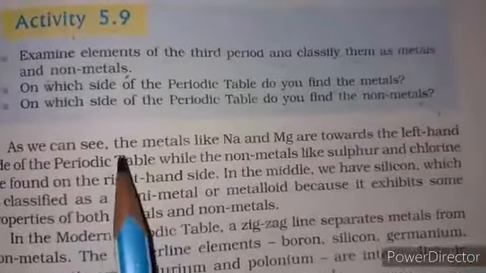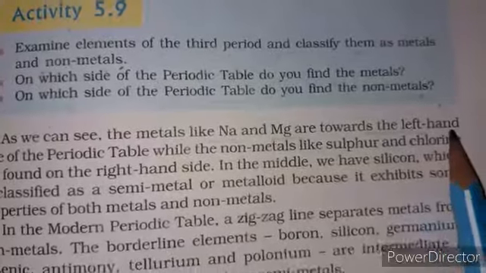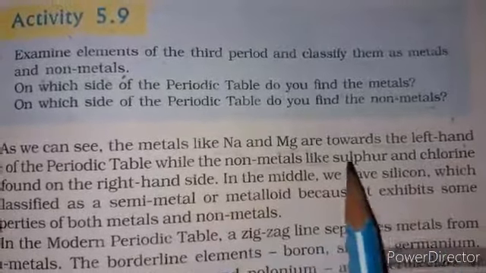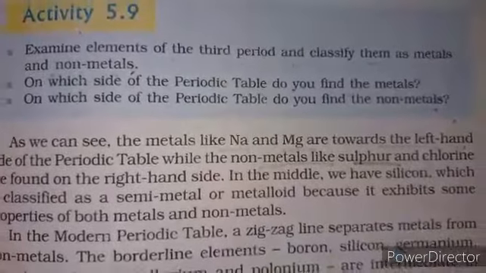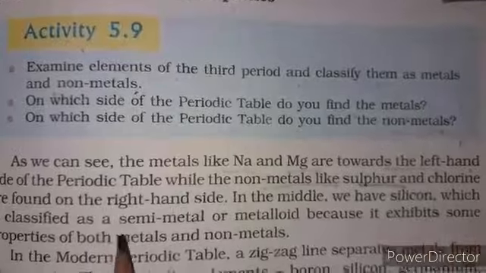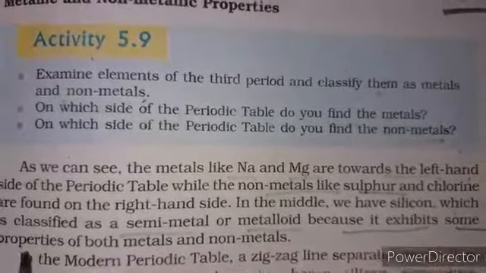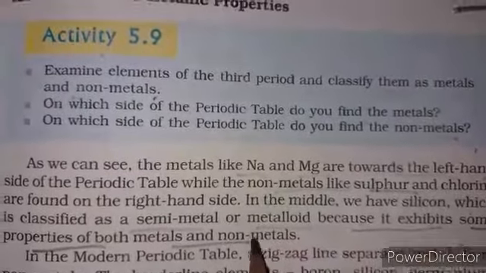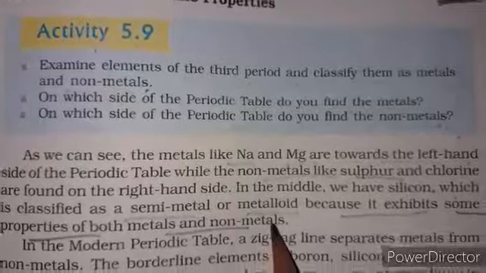As we can see, metals like sodium and magnesium are towards the left-hand side, while non-metals like sulfur, chlorine, fluorine, bromine and iodine are found on the right-hand side. In the middle we have silicon, which is classified as a semi-metal or metalloid, because it exhibits properties of both metals and non-metals. So what are metalloids? They show both properties, of metals and non-metals.